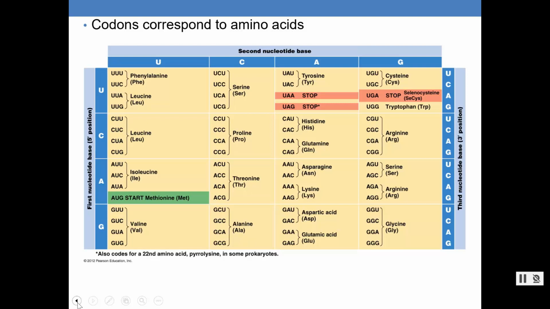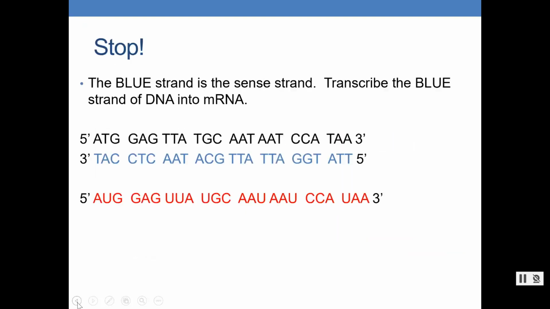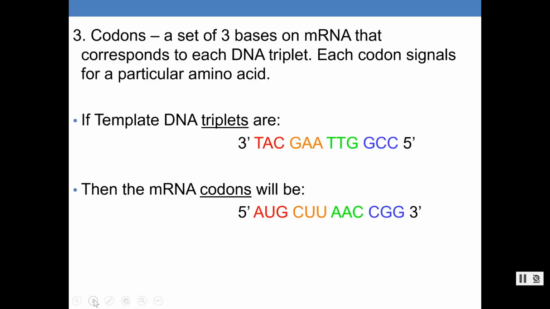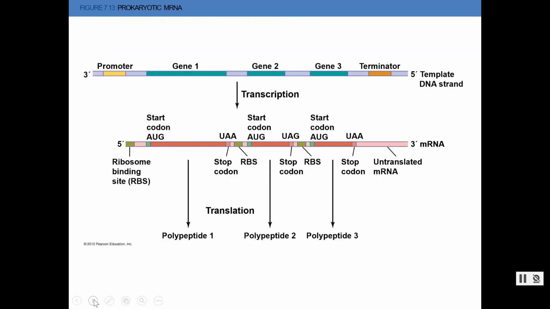All right, so this is how you read your codon chart. Go ahead and go back to your strand that we've done before. Oh, I think that's the next slide, actually. Oh, no, let's do this one first.